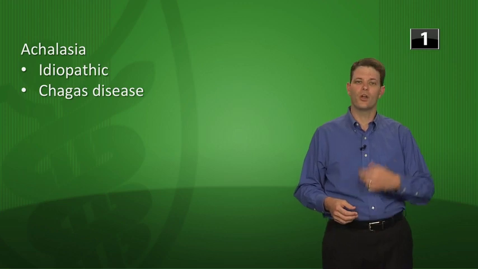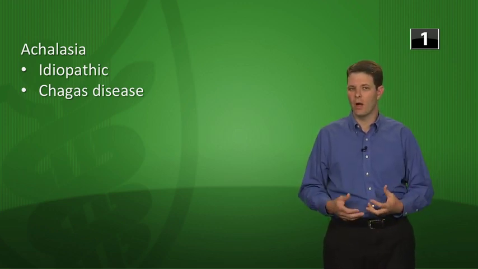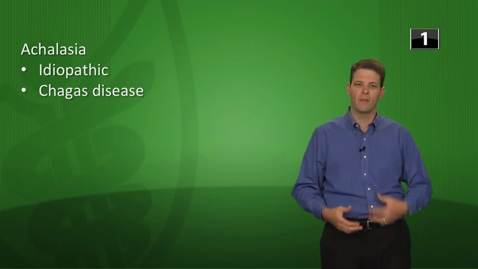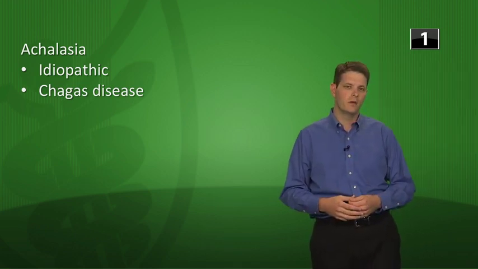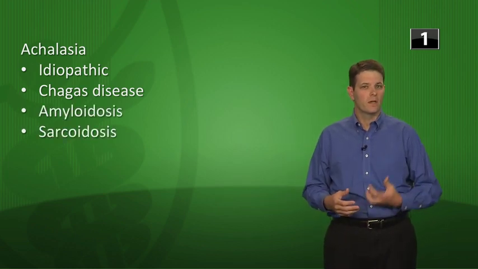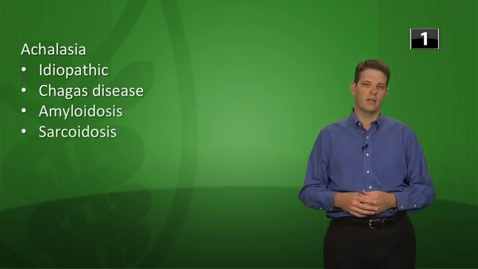You can also have cardiomyopathy, which is a dilated cardiomyopathy. So you can remember that with Chagas disease, it's making everything enlarged. You have a big esophagus, big colon, and a big heart. And then other infiltrative diseases like amyloidosis and sarcoidosis can also destroy the ganglia and cause some achalasia.